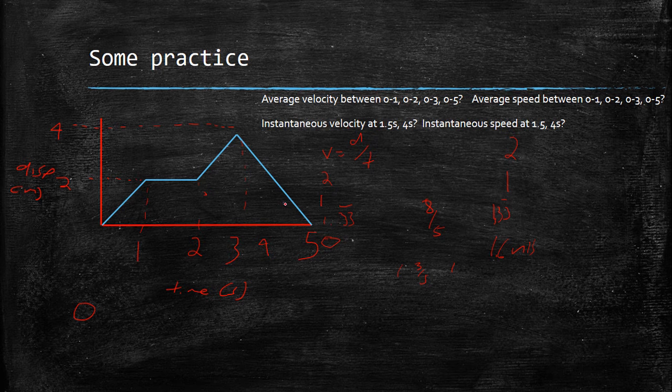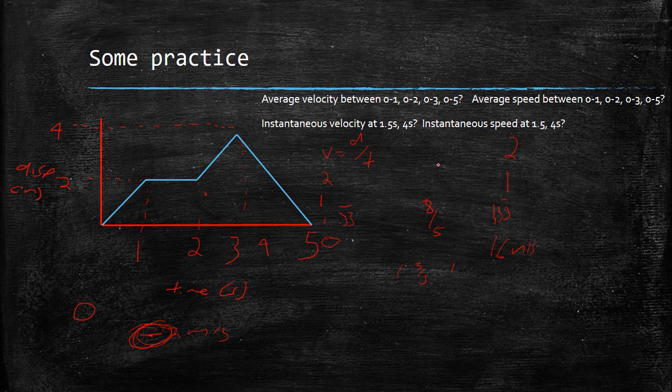So between 3 and 5, it drops 4 meters. So over a distance of 2, it drops 4 meters. So 4 over 2, it's 2 meters per second. But hang on a second, it's negative because it's going down. Remember, velocity is a vector quantity, so it needs the direction.